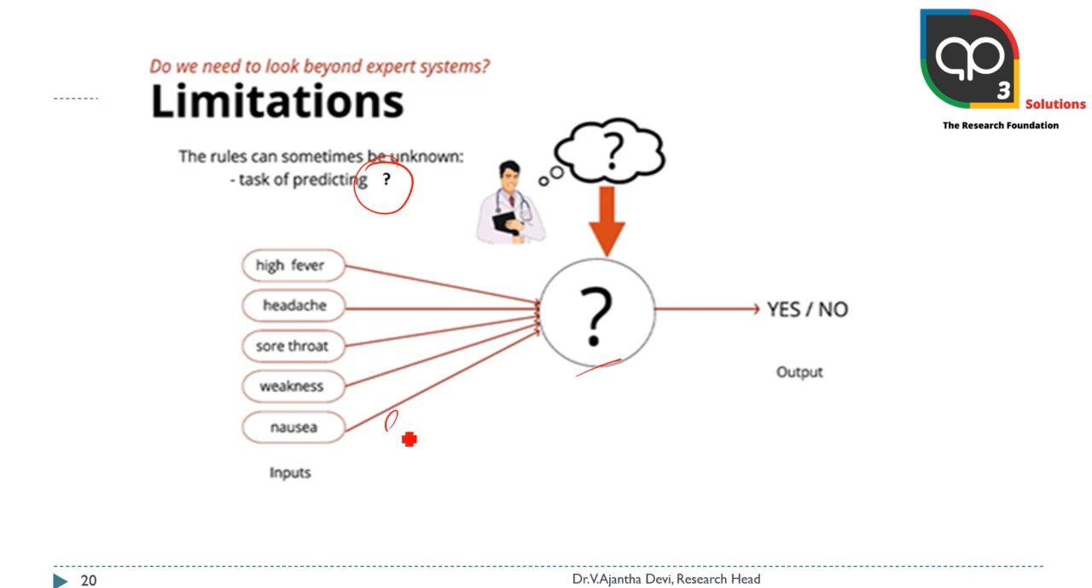Take an Ebola outbreak, or a person who catches a disease or virus and suffers from it. The rules are not known even to humans in that case, despite having access to a lot of data. So then what do you do in such cases?